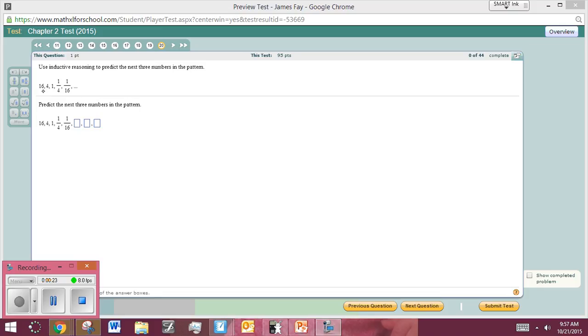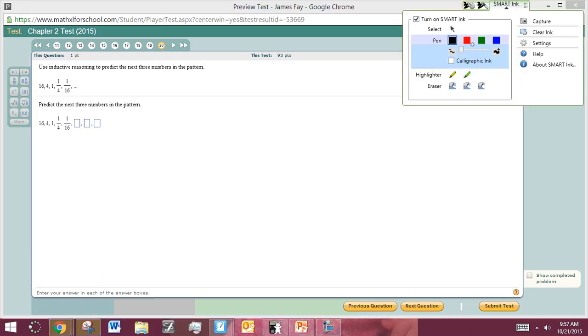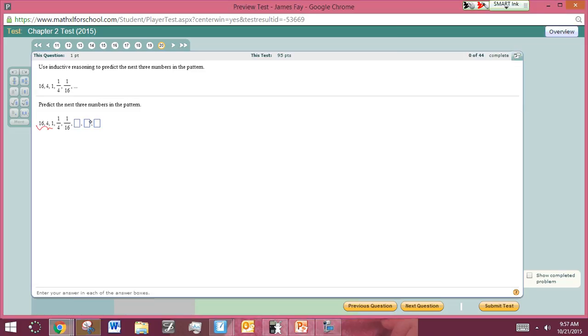That's really easy to see here with these first three terms. But remember that dividing by 4 is the same thing as multiplying by 1/4. So if I want to go from 1/4 to 1/16, I take 1/4 and multiply it by 1/4. If I want to go from 1/16 to the next number, I'm going to go 1/16 times 1/4, and that's going to give me 1 over 64.